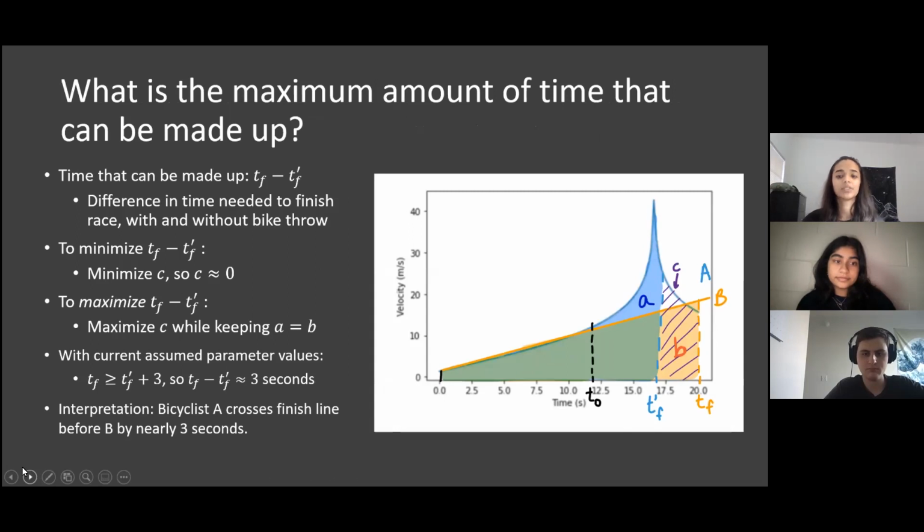Now, what's the maximum amount of time that can be made up? We denote this time as TF minus TF prime, and this represents how much time bicyclist A saves in order to finish the bike race with the bike throw compared to the bicyclist who does not apply a bike throw. First, we see that the difference in time is at its minimum when C is equal to 0. Therefore, to maximize our difference in time, we have to maximize C while keeping A equal to B. With our current parameter values, we see that bicyclist A beats bicyclist B by approximately 3 seconds. So the maximum time that A makes up by using a bike throw is 3 seconds. This is a higher value than we expected, but this is likely due to our assumption that the bike throw is a constant force.